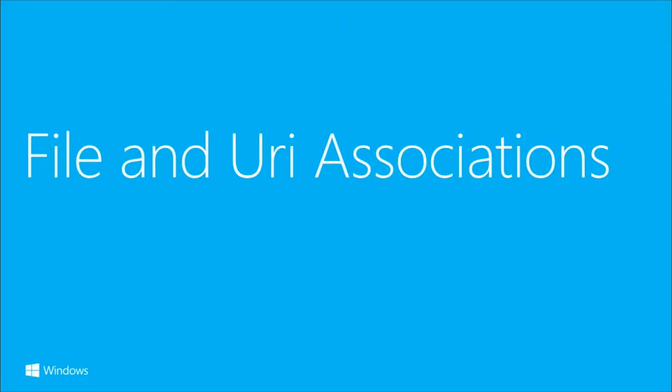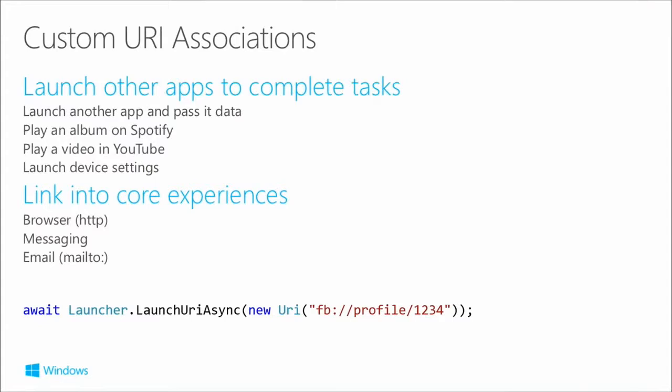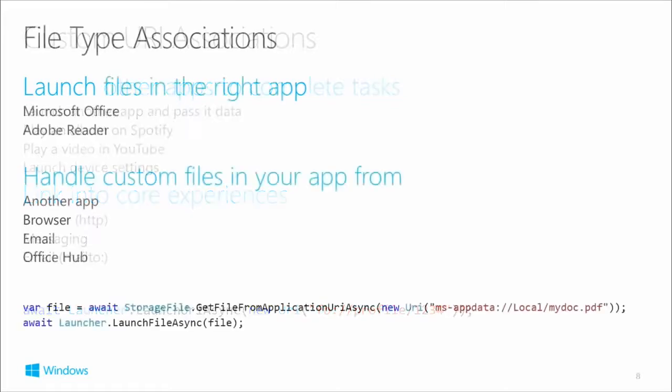So just quickly about file and URI associations. These are custom URI associations. Like I said, you can link those into the core experiences by launching an HTTP URI, which launches the browser. There's mailto for email and that kind of stuff. And LaunchUriAsync, which is an example there where you're launching into Facebook using an fb: URI syntax. And you can use custom ones to launch into your own app as well.